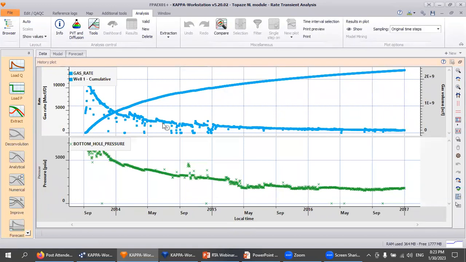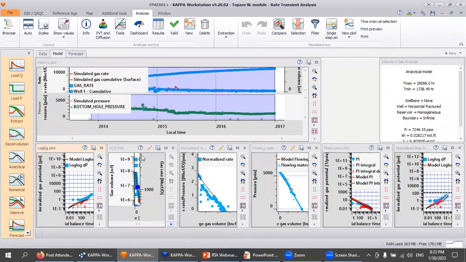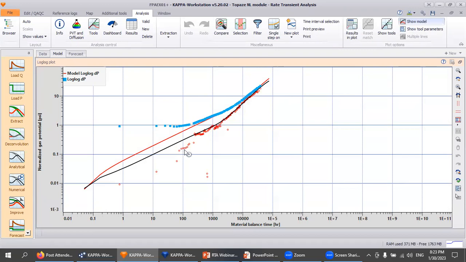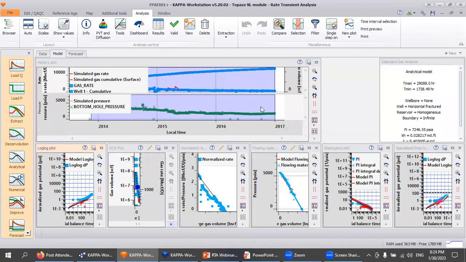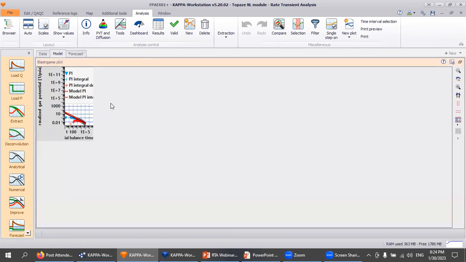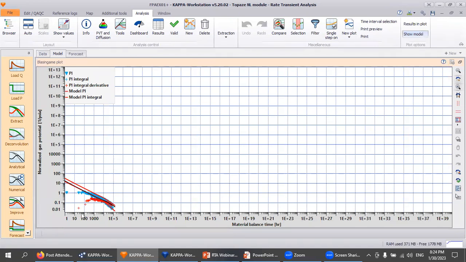In RTA, we have the long production history of the well, maybe more than months or maybe years, so you can use all of this data for interpretation. As you can see, we have a clear signature of fracture linear flow and a clear signature of boundary dominated flow, or reservoir boundary. So we can estimate the hydrocarbon initially in place, and also we can predict the reservoir parameters and also the fracture parameters.